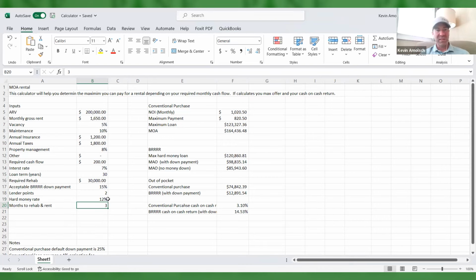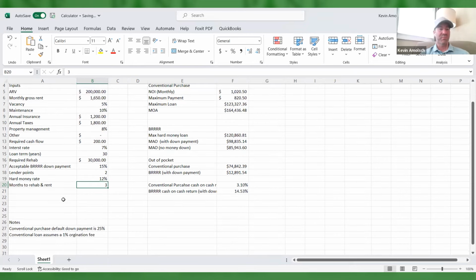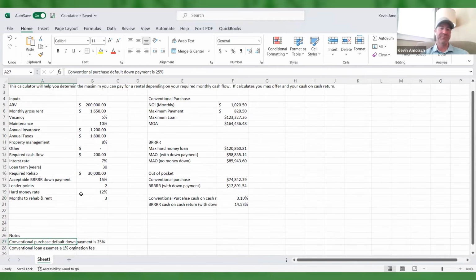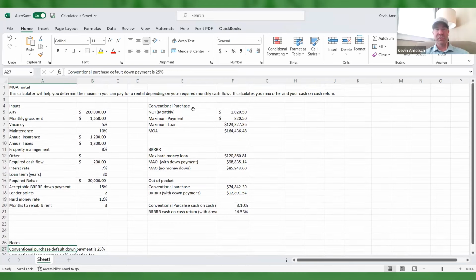So once you have all of these inputs in, I did want to point out these notes here. On the conventional analysis here, I'm assuming a 25% down payment and a 1% origination fee. All right, let's go through this. So the conventional purchase, net operating income on a monthly basis after all expenses, $1,020. So that's your net number. That does include taxes and insurance.